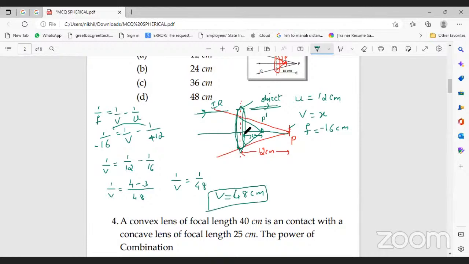So the image is going to be formed beyond this P, because it is a concave lens, right? So it forms at 48 centimeter beyond that. So which is the right option? Option D, 48.